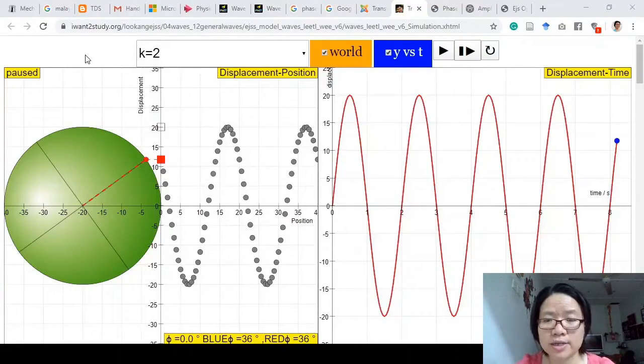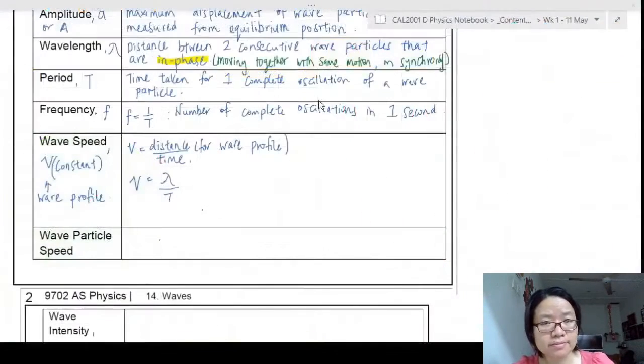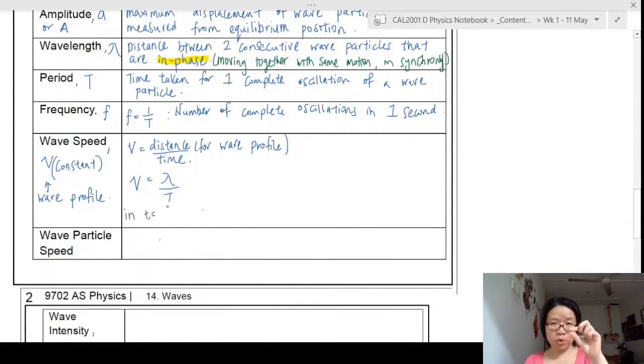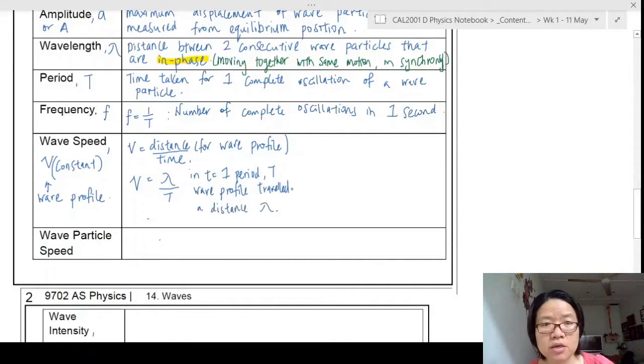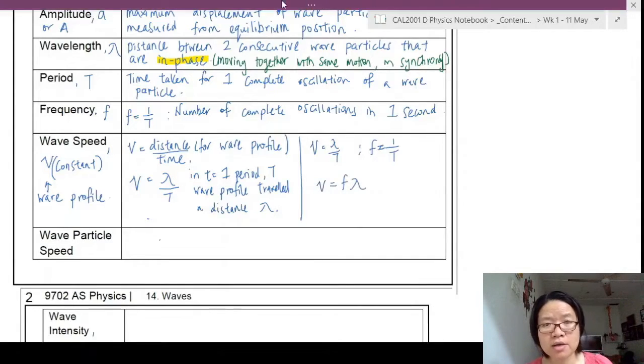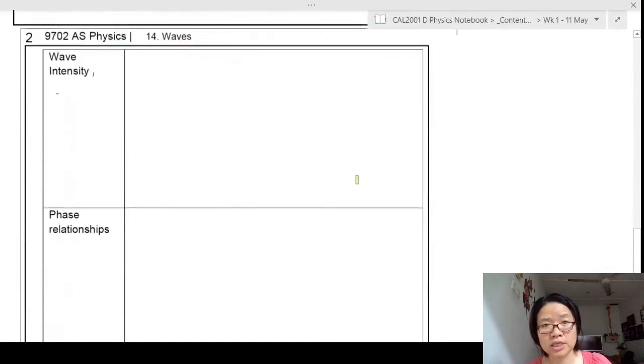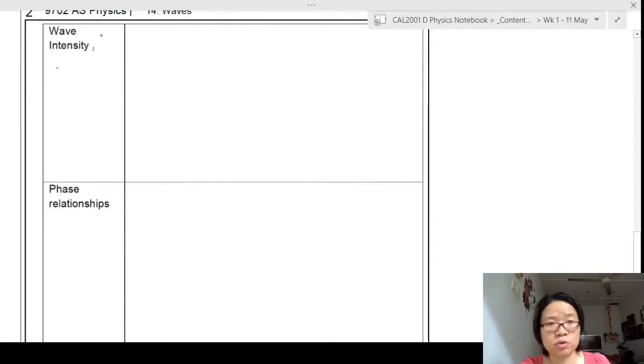You really need to try this out and stare at it until you can see it. Or maybe you can ask me again when we are live in class together. But the whole idea is when one particle cycles up and down one time, the whole wave profile has shifted from left to right by 1 lambda distance. So we're going to write that down. For t equal to 1 period, the wave profile traveled lambda. And because f is equal to 1 over T, you can substitute and get v equal to f lambda.